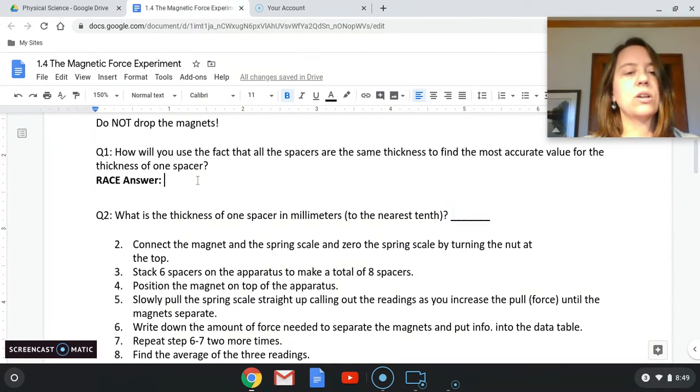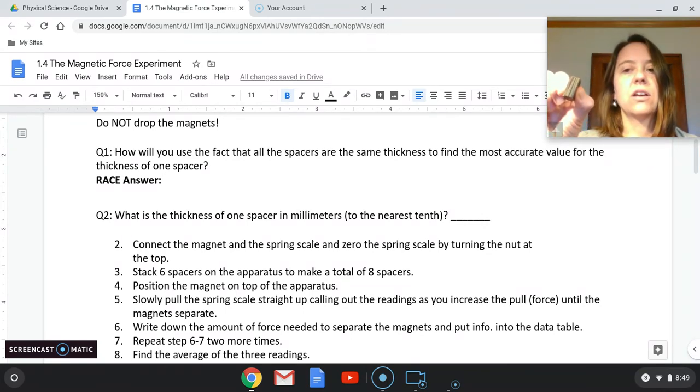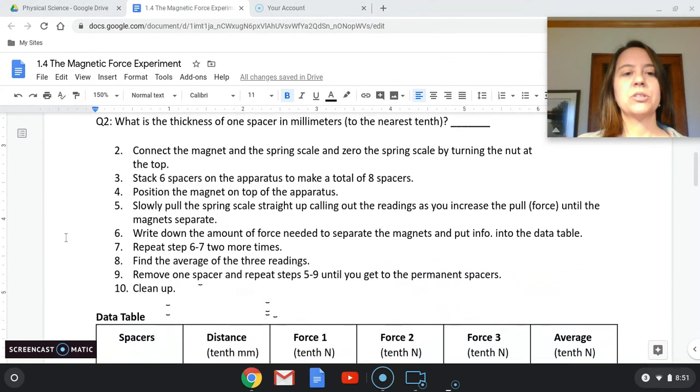So we kind of skipped question 1, but you saw me do it. How will you use the fact that all the spacers are the same thickness to find the most accurate value for the thickness of one spacer? So we measured the thickness of all of the spacers, and then we divided by 10 to get the thickness of one spacer. So please pause the video and write that down. Great, then moving on to number 2.